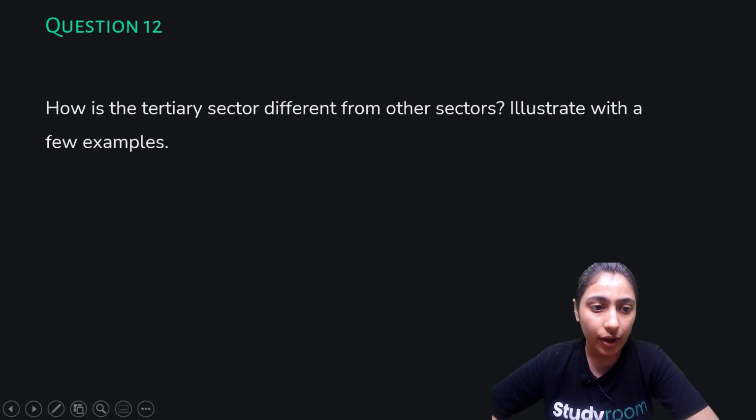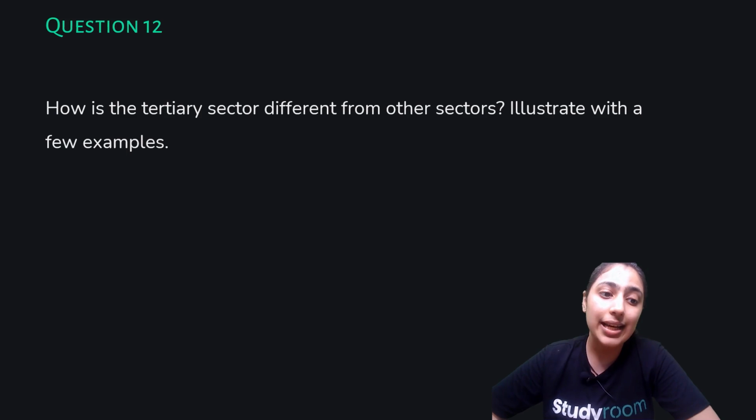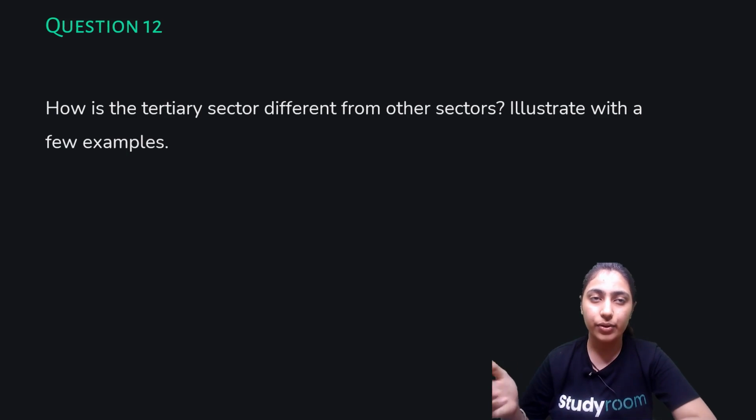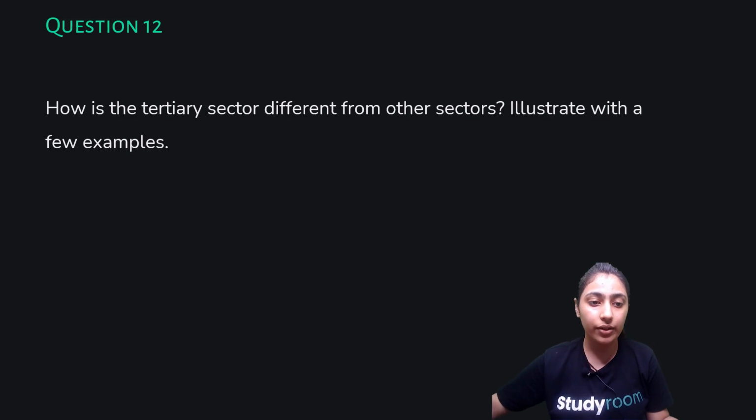Moving forward, how is the tertiary sector different from other sectors? Illustrate with a few examples. So the first thing that you can write over here is, define.